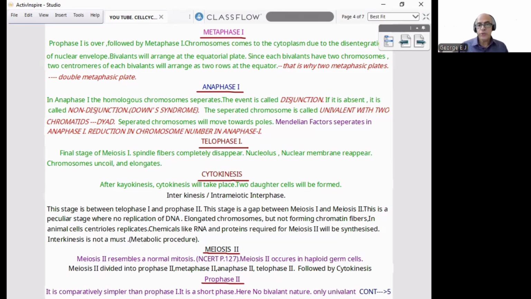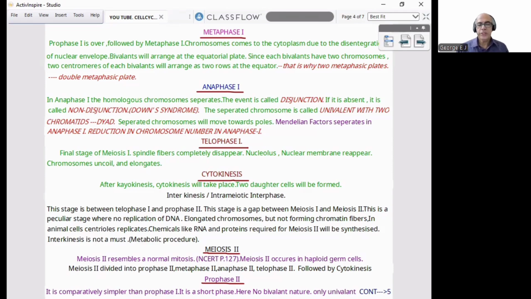Now, after separation of homologous chromosomes, the separated chromosomes are called univalent with the 2 chromatids. That is why it is called a dyad, 2 chromatids. Separated chromosomes will move towards the poles. And one more important point, Mendelian factors separate or segregate in anaphase 1. Reduction of the chromosome number also takes place in anaphase 1. I think anaphase is clear. Now we can proceed to telophase.